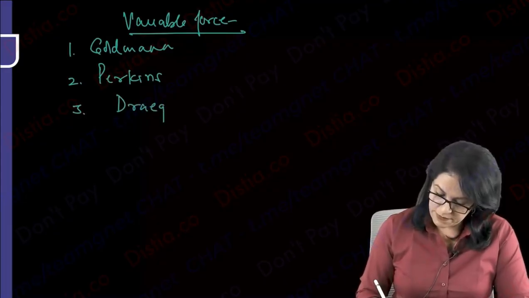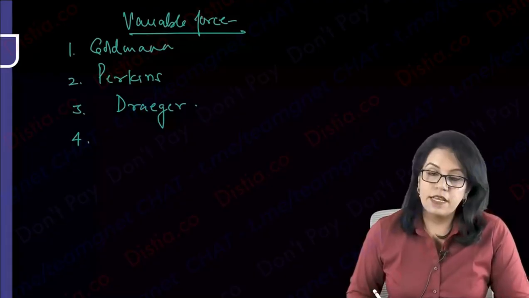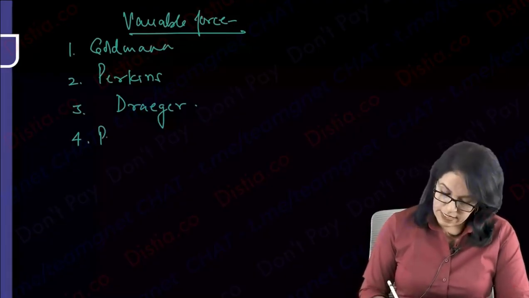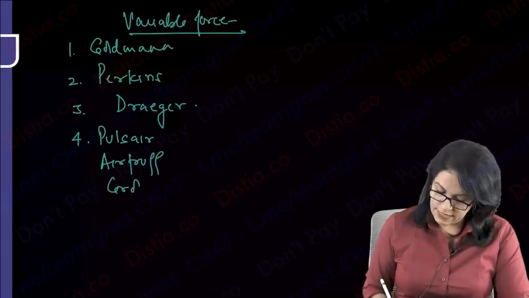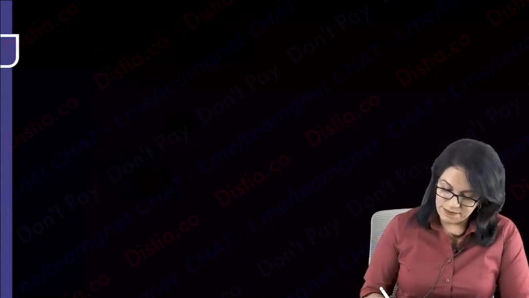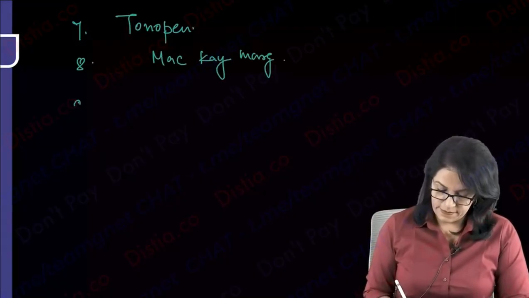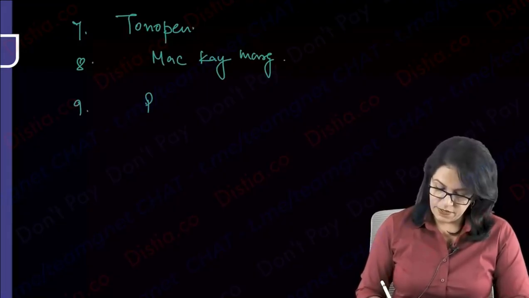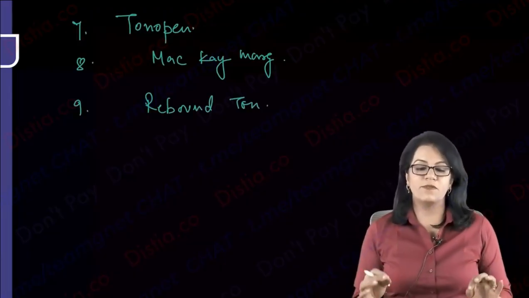Third is Draeger, D-R-A-E-G-E-R. Okay. Draeger tonometer. Then write down Pulsair, Airpuff, Grolman's, okay? Then write down Tonopen, McKay-Marg, Rebound tonometer. All these names are variable force applanation.